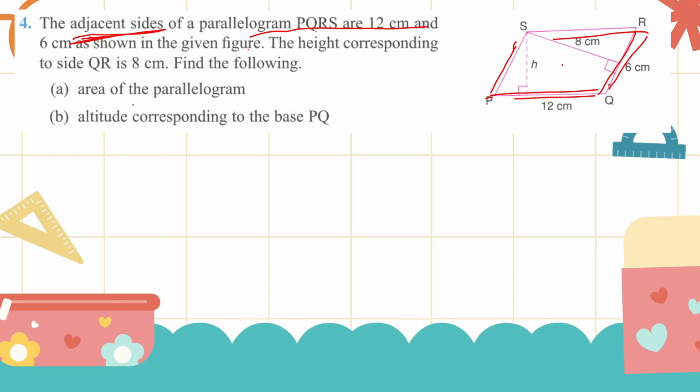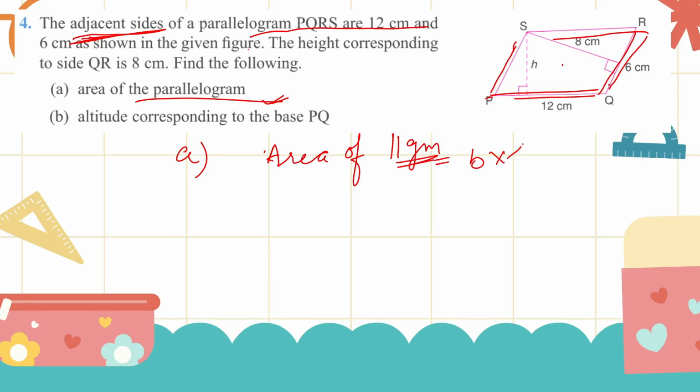What is in A part? Area of parallelogram. This is a very simple sum. We can find it like our first sum. A part, area of parallelogram. We need to write the short form of parallelogram, which we are usually writing. We have discussed already: base into height. This is the area of parallelogram.